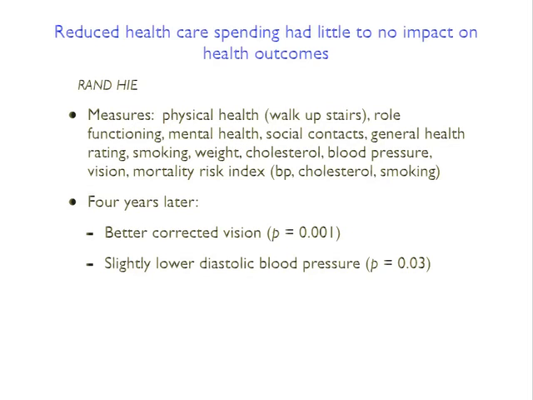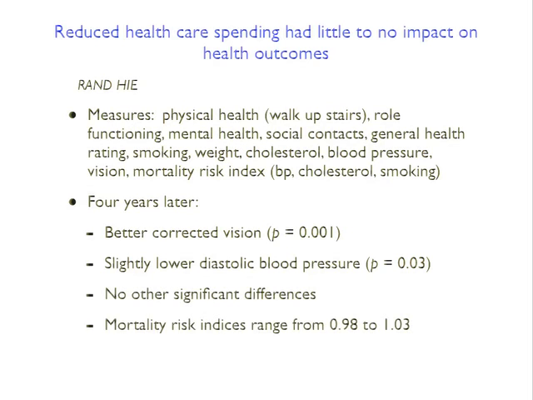In the mortality risk indices for people on these different plans, say the free care plan versus the very expensive plan versus the middle of the road plan, they were all pretty close. On average they range from basically 0.98 to 1.03. So 1.0 would be the baseline level, 0.98 would mean a 2% lower risk of mortality, and 1.03 would mean a 3% higher risk of mortality. Those all seem pretty close.